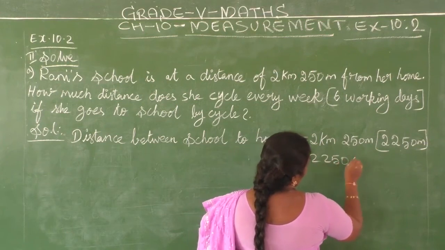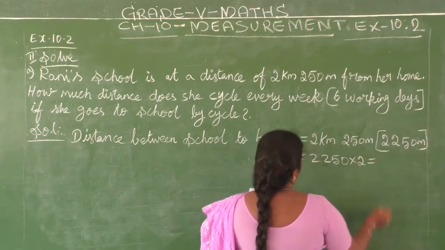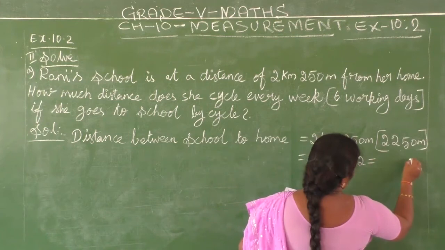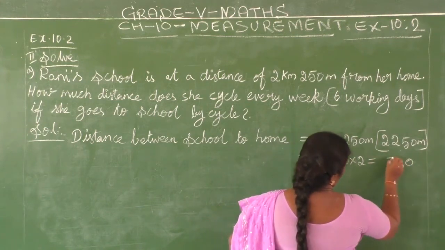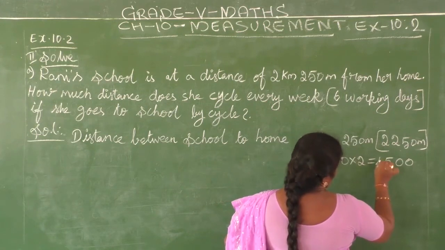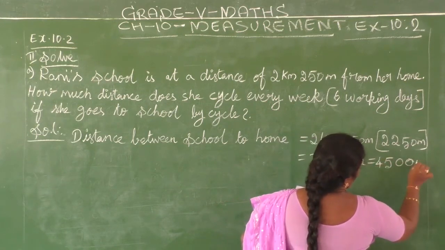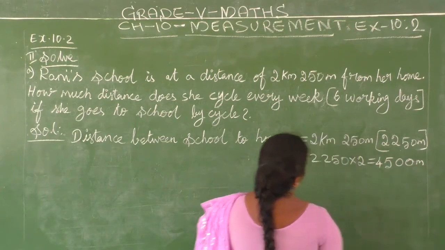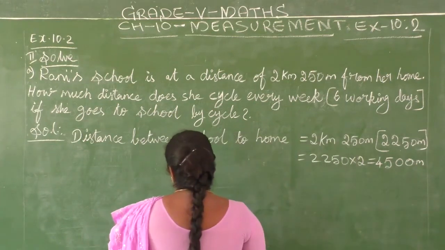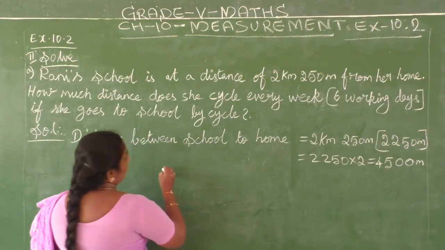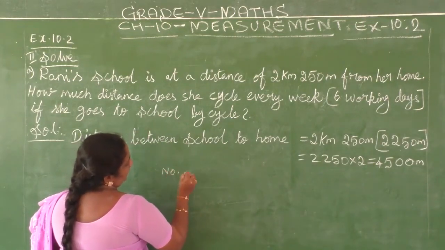So we have to multiply by 2. 2250 into 2. What will come? 2 zeros are 0, 2 fives are 10, 0, remaining 1, 2 twos are 4, 4 plus 1 is 5, 2 twos are 4. So 4500 meter. Every day she travels by cycle 4500 meter.